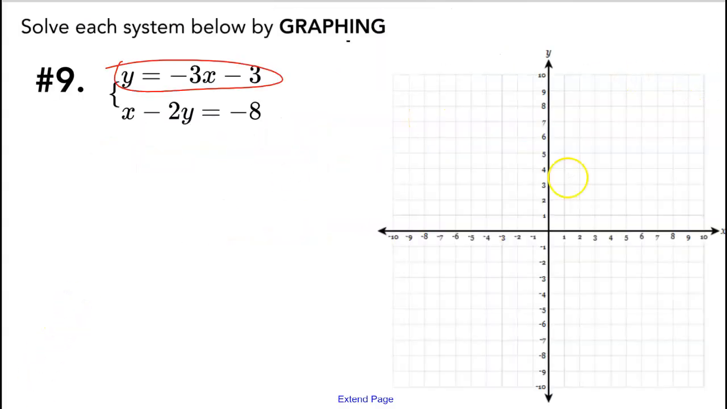Alright, on number 9 we've got a graph. And what we want to do is, this is a system of inequalities. Actually, I take that back. It's just a system of equations by graphing. So all we've got to do is graph each one of these lines and see where they cross. So let's look at number 9.